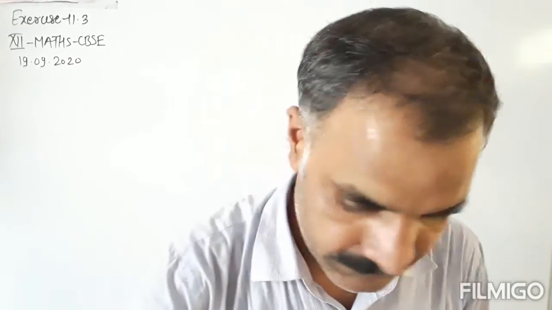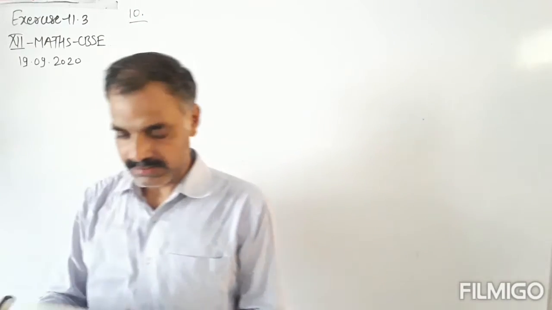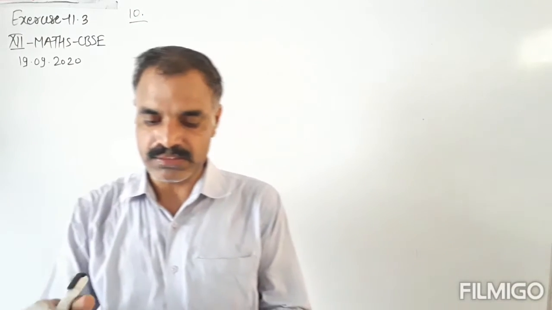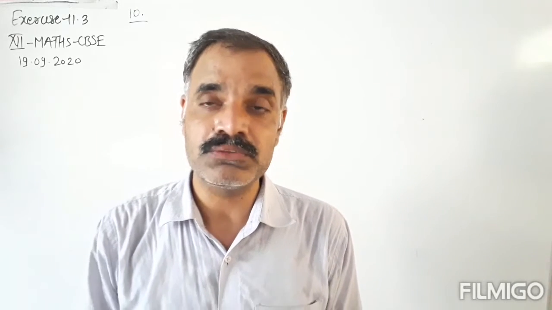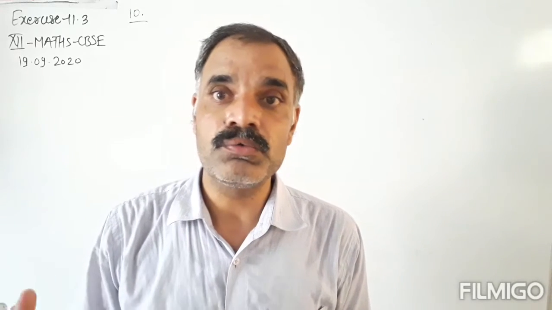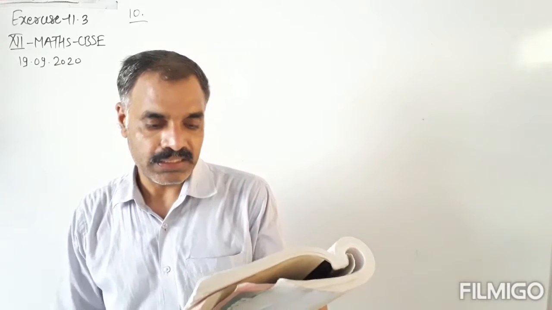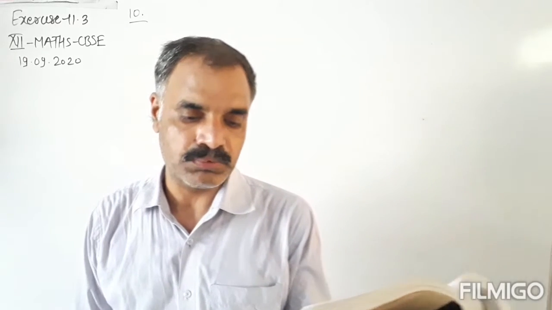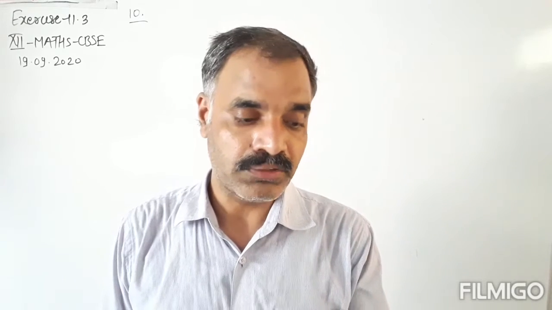Question number 10 is given as: find the vector equation of the plane. Now, the same question as question number 9, but now we have to use the vector approach. Vector equation of the plane passing through the intersection of the planes P1 and P2 and through the point (2, 1, 3).